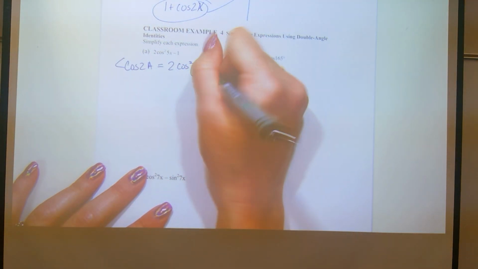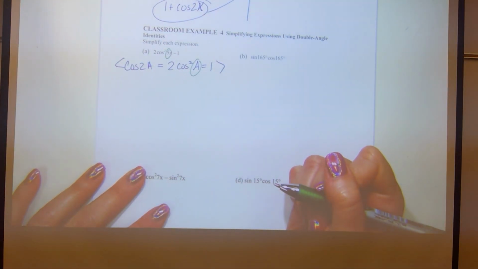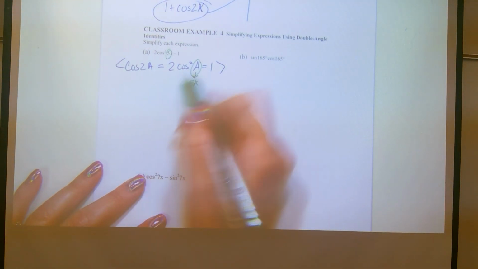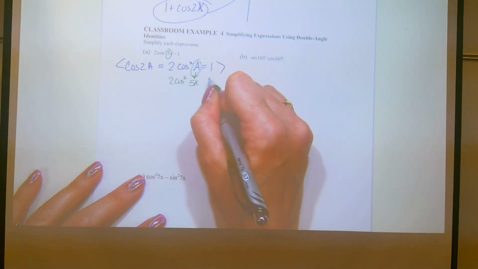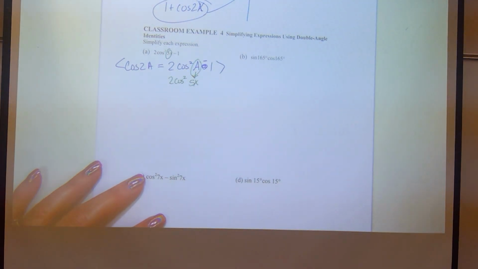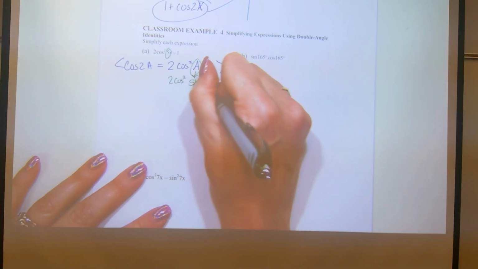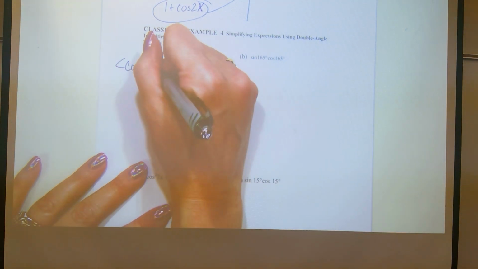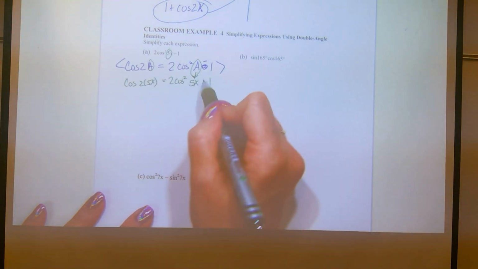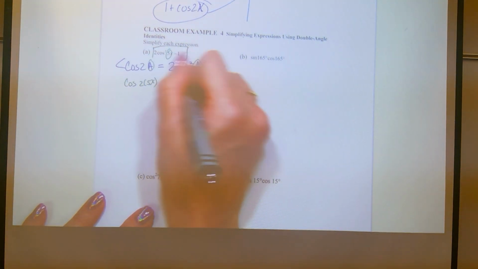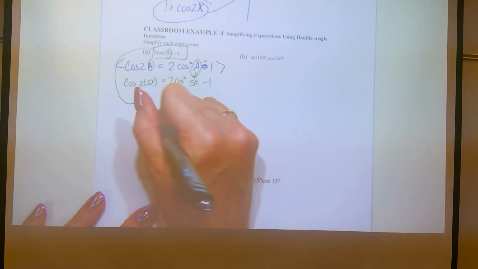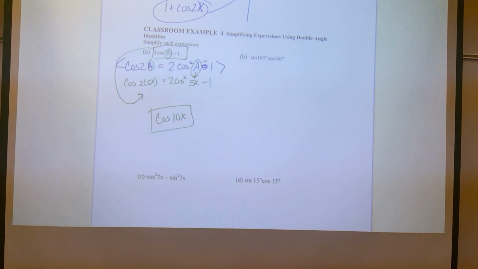where my angle A is 5x. So A is 5x here. 2 cosine square 5x, and that should have been a minus, not an equal. That's my identity. So minus 1 is equal to, I need to replace A here, cosine of 2 times 5x. So this piece that I was given is equal to cosine of 10x. Ta-da, simplified.